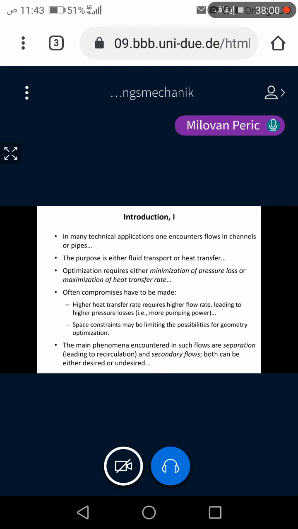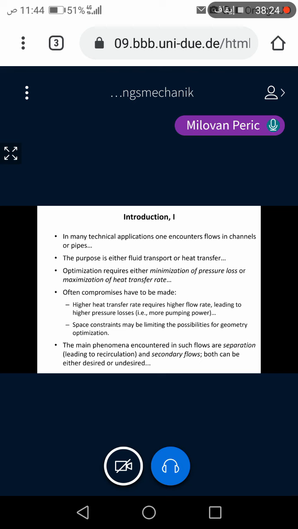Now, the pipes and channels, as I said earlier, appear in many technical applications, and the purpose is either to transport fluid or heat. So this is the usual application of these ducts and pipes and so on. And if you want to do optimization, we either have to minimize pressure loss or maximize heat transfer.